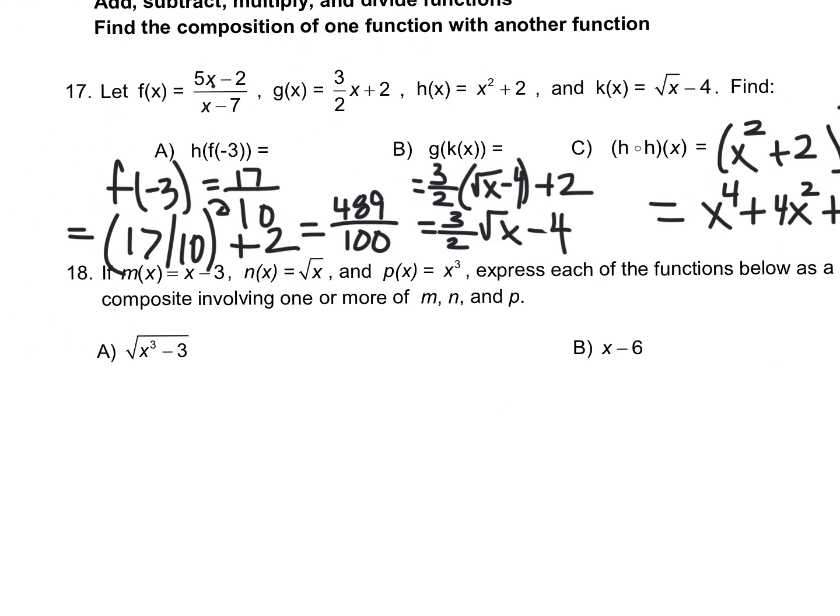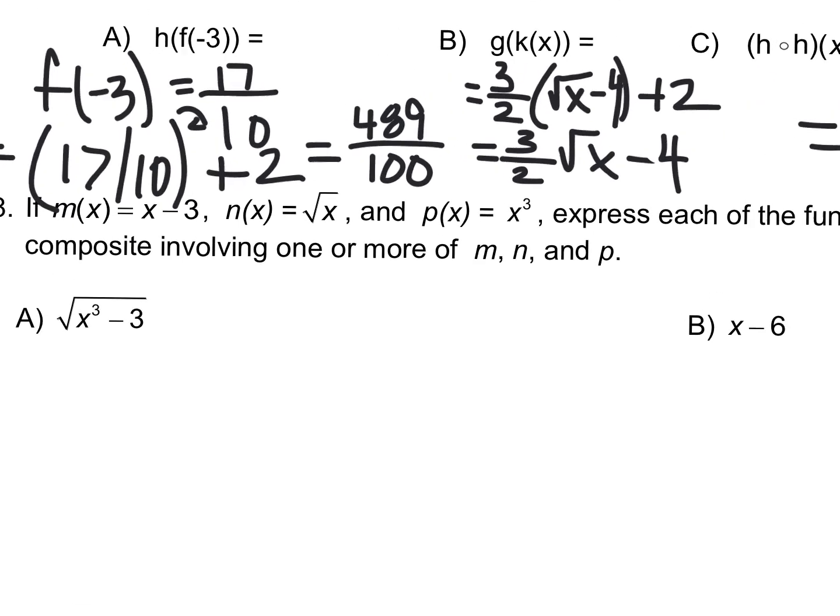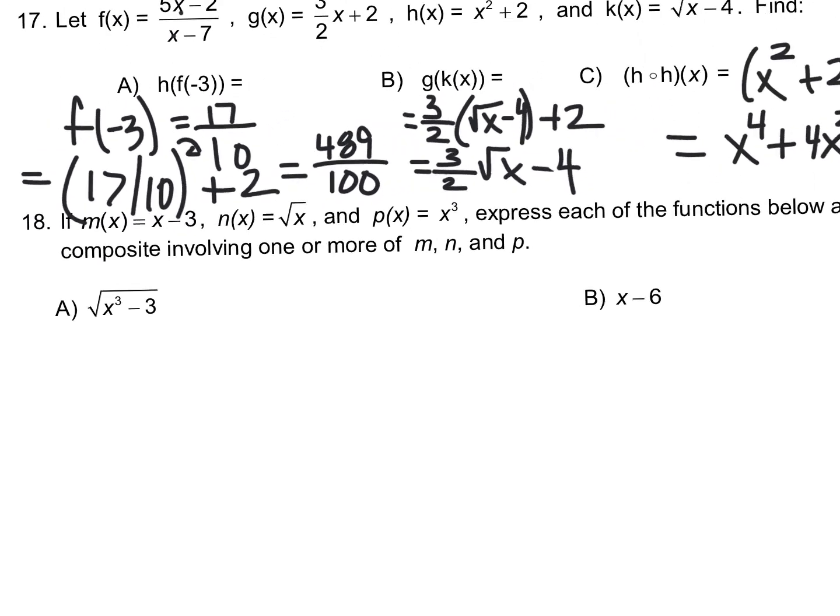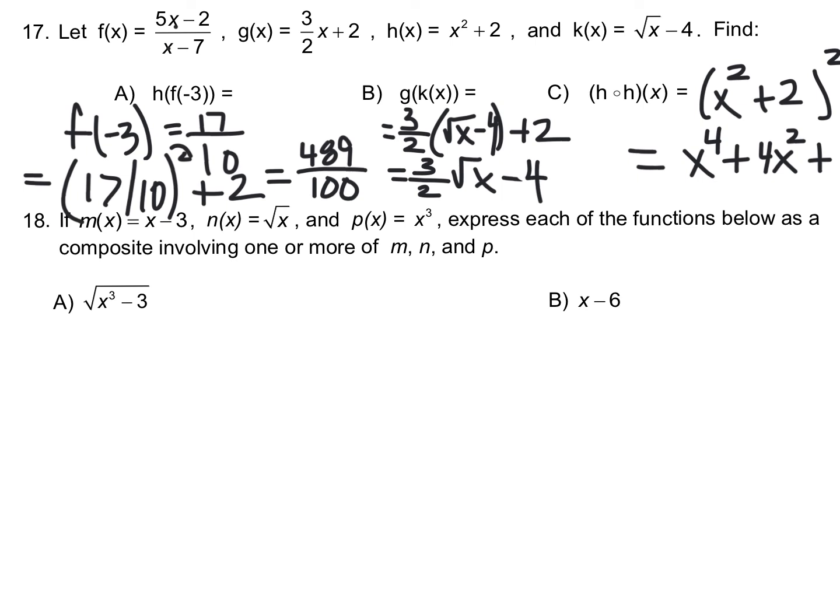All right. So next, we have all these different functions and we want to express them as some composition of m, n, and p. I look at this and hopefully it's easiest to recognize the outside function as a square root. So I'm going to want that n on the outside. Then I figure out which ones I would want to plug in in order to get x cubed minus 3. This is kind of like a puzzle piece that you're putting together. There's no real set procedure.